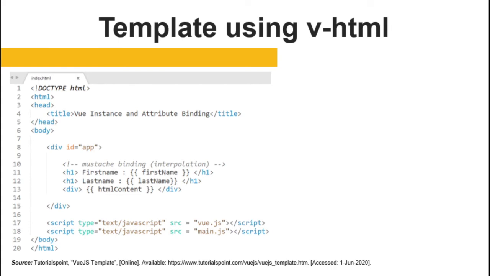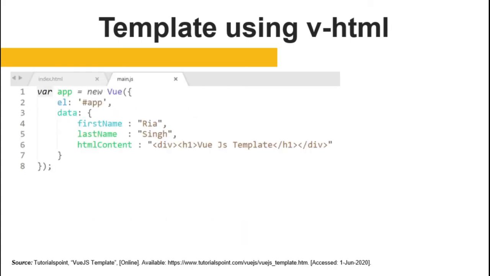So for the Vue instance, suppose we want to show the HTML content on the page. If we happen to use it with interpolation, an example with double curly brackets, this is what we will get in the browser.